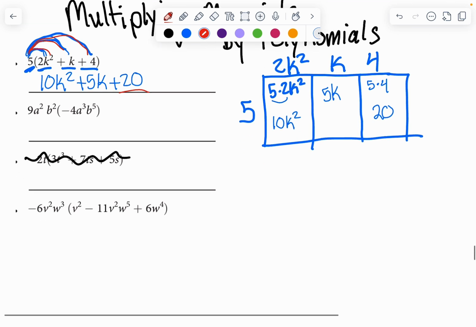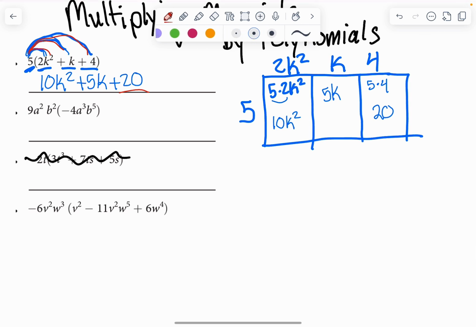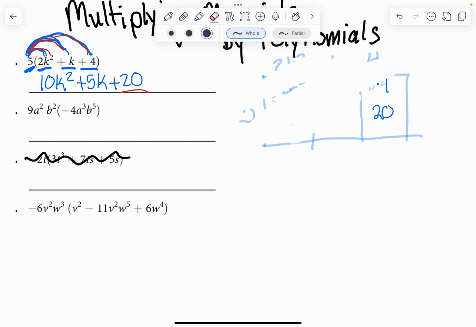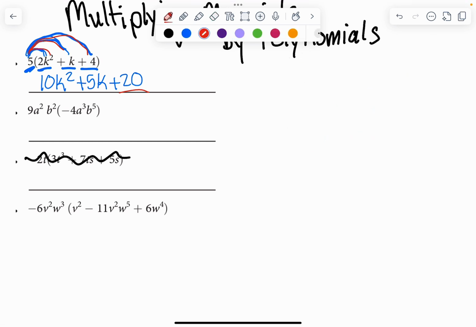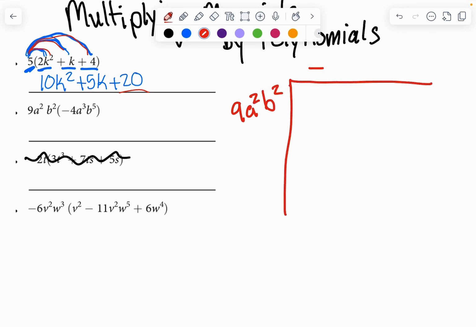On this next one here, I'm going to continue to use the box method. So at this point, I'm going to erase this just so that I have some more room. We've got 9a squared b squared, and we are multiplying that times negative 4a to the third b to the fifth. Now in this case, there's only one other term. This is a monomial by a monomial.